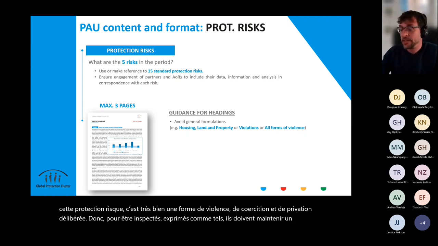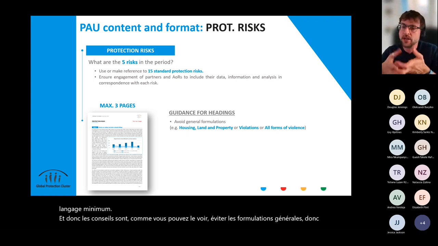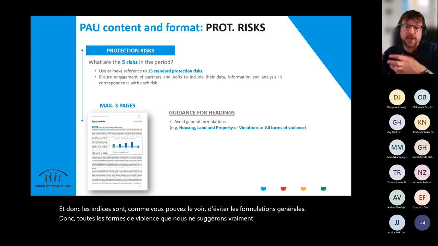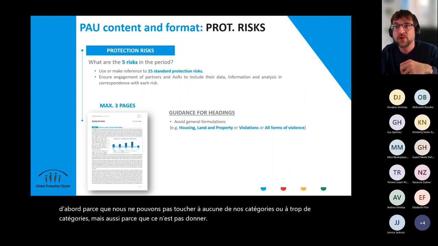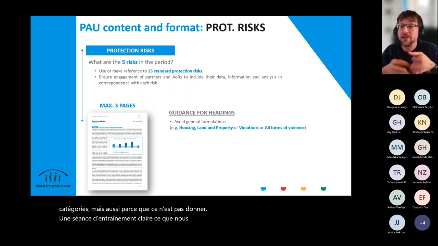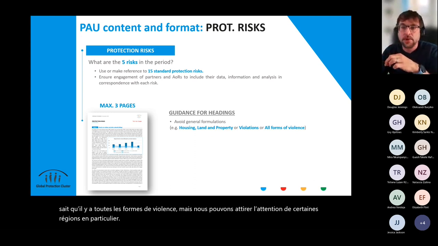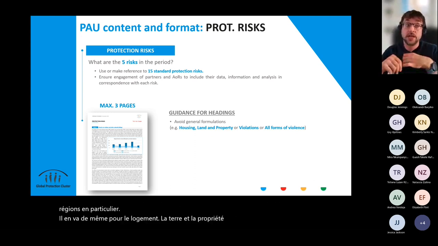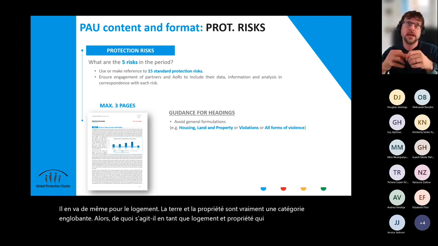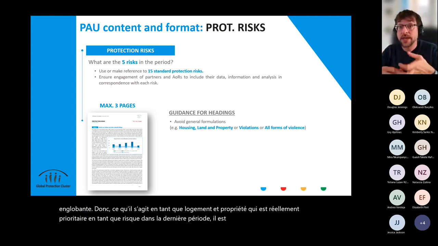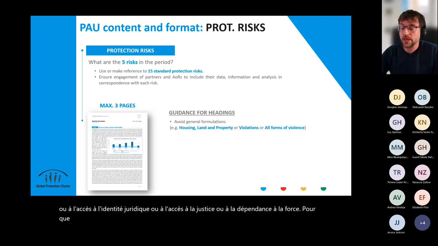And so the hints are, as you can see, avoid general formulations. So all forms of violence, we really don't suggest you use it. First of all, because we cannot attach it to any of our categories, or to too many categories, but also it's not giving a clear prioritization of what we mean. Okay, maybe everybody knows that there are all forms of violence, but we can call attention to some areas specifically. The same goes for housing, land, and property. It's really an encompassing category. So what is it about housing, land, and property that is actually a priority as a risk in the latest period? It is impediments to legal identity or access to justice, or it's forced eviction. So you can really use the risks to be much more concrete.